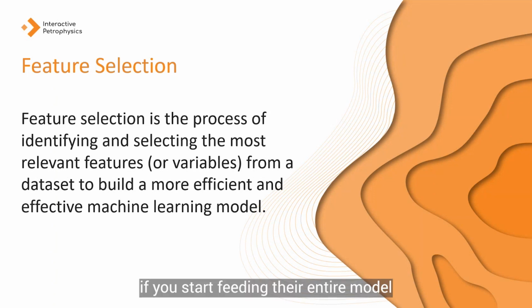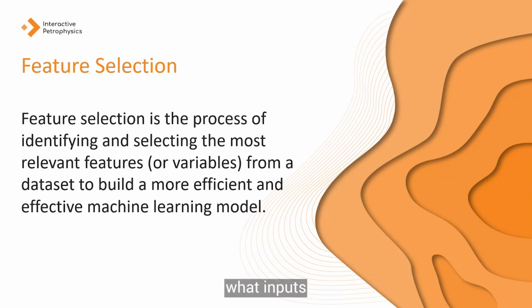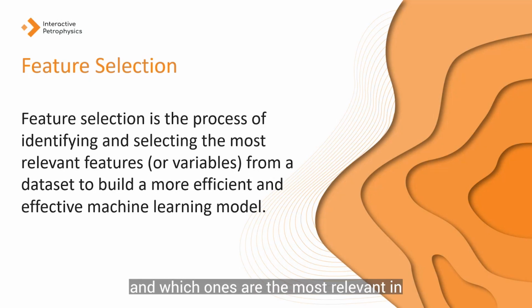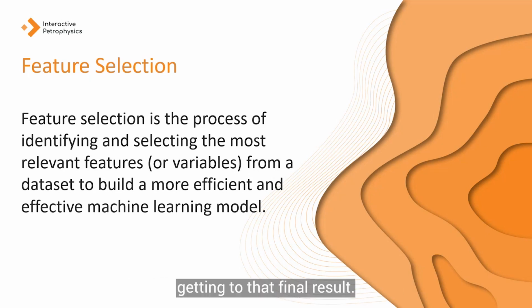If you start feeding data into a model and you don't understand what's happening, and then you get an answer out, you've lost that connection between the input data and the output data. So with feature selection, you have an idea of what inputs are being used to drive the model and which ones are the most relevant in getting to that final result.